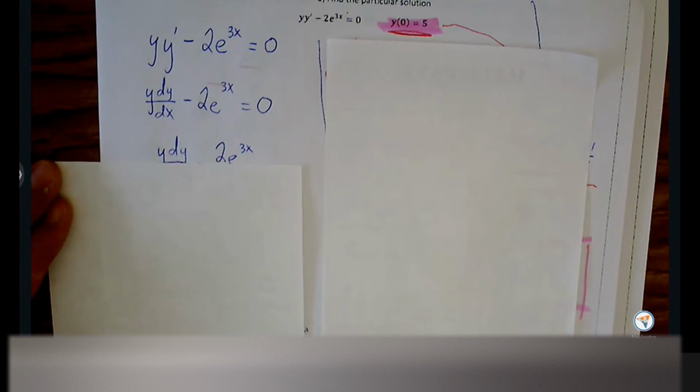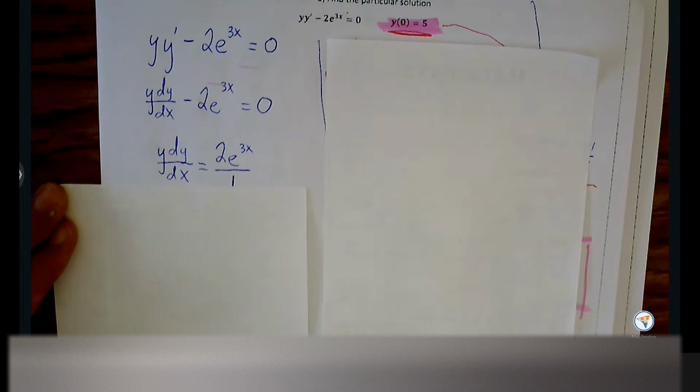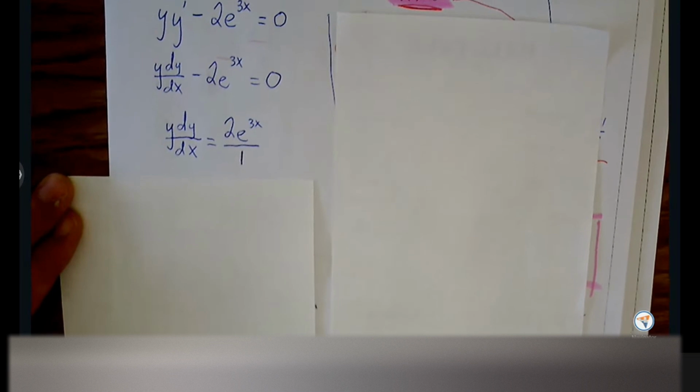Okay, let's talk about the initial steps. That y prime, I'm going to rewrite as dy dx. I'm going to get it as a fraction. Get that 2e to the 3x to move to the right side of the equation. If it helps, put that over 1 to see what parts will combine as you do cross product.